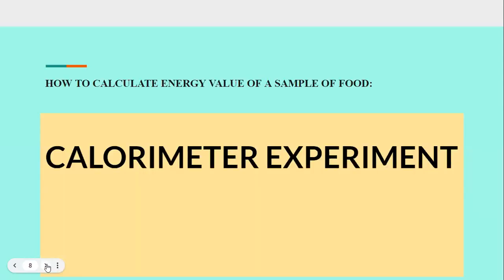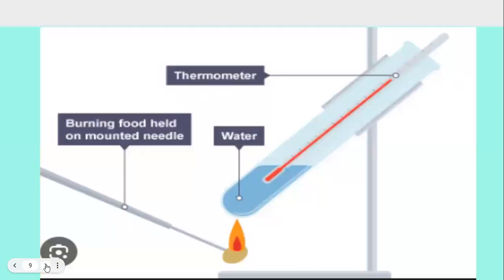Now, there is another topic, the calorimeter experiment. We do this experiment to calculate the energy value in a sample of food. A sample of food means, for example, you have a small piece of pasta, a small piece of potato chips or a biscuit, and you have to find out how much energy is there in that food sample. So we have this setup.